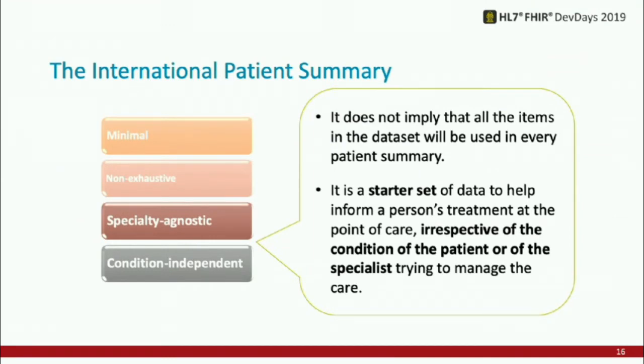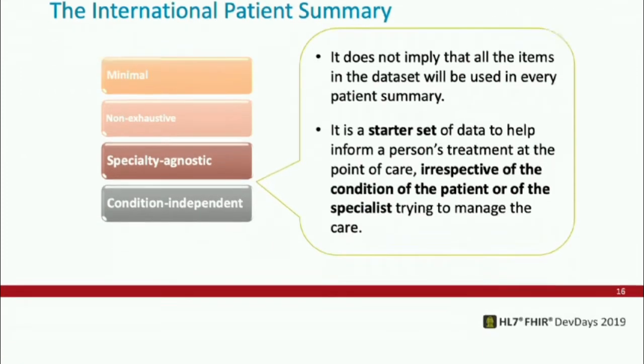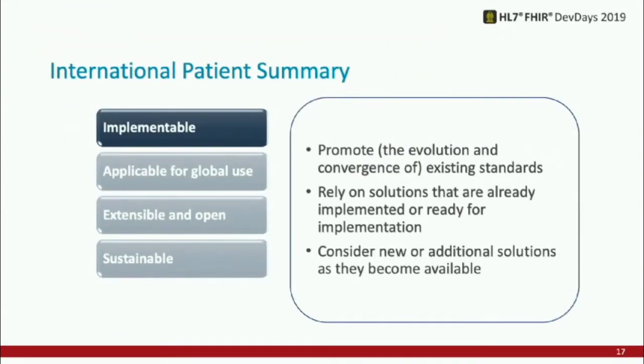Especially agnostic and condition independent, again, just means that it's a starter set of data. It's designed kind of like the 80-20 rule, to try to fit what's useful for 80% of situations, but not going to get all the exotic, specialty kind of things necessarily out of the box anyway. So we're trying to promote the evolution and convergence of the existing standards, rely on things that are already there, and basically consider new things as they become available.